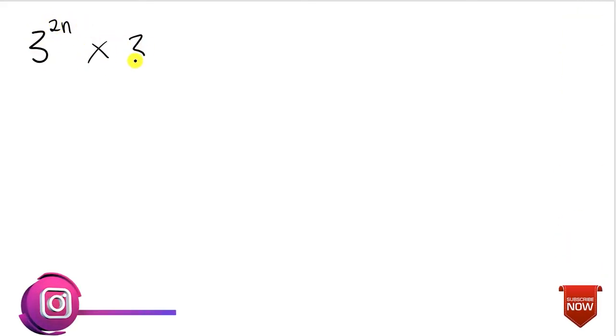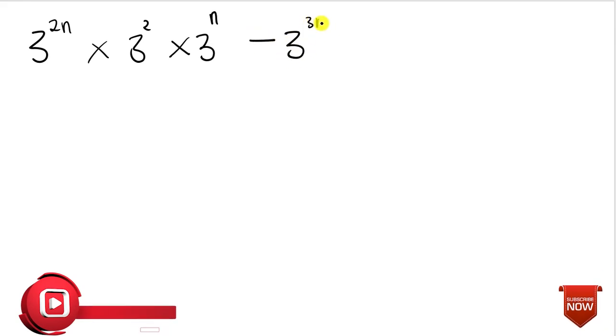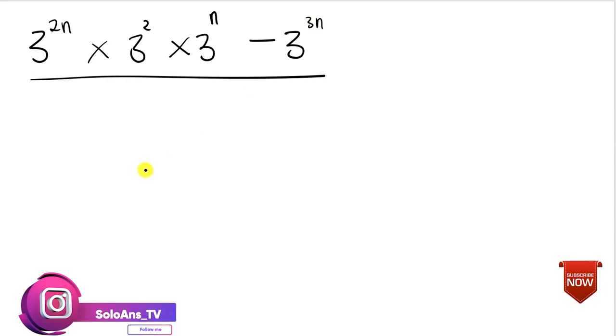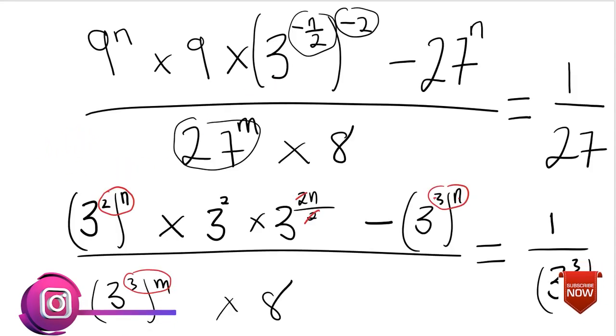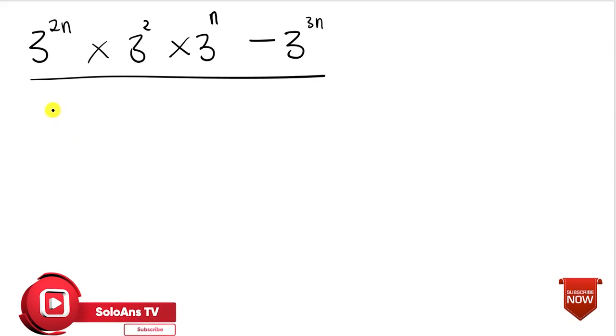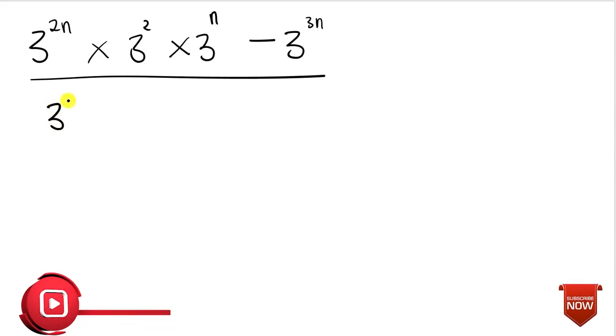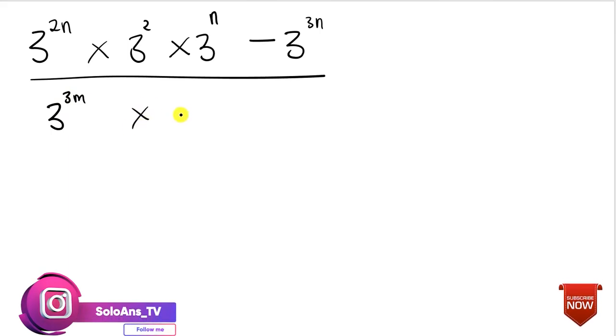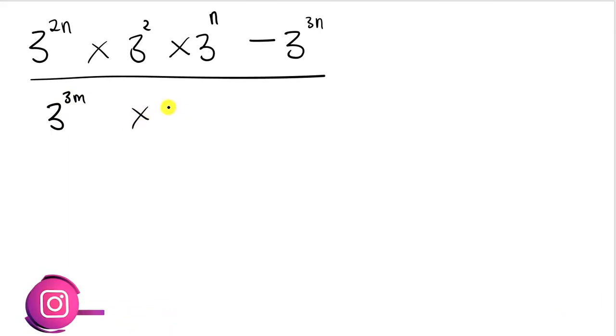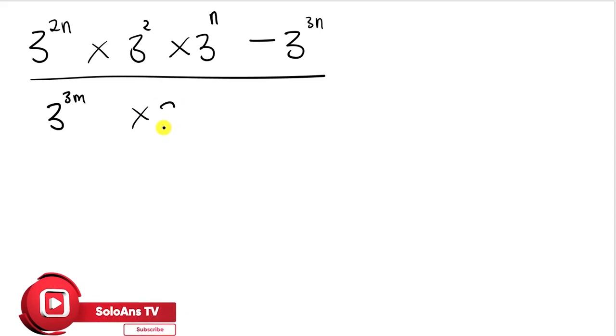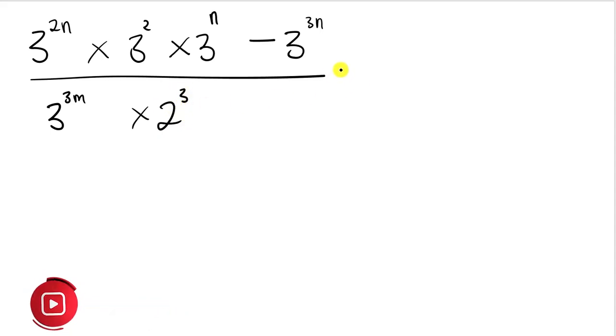So we are going to have our 3 exponent 2n times 3 exponent 2 times 3 exponent n, minus 3 exponent 3n, all over, for the denominator, the 3 multiplies this, so we have 3 exponent 3m times the 8. The 8, we can even change to index form, which gives us 2 exponent 3. This will be equal to 3 exponent negative 3.